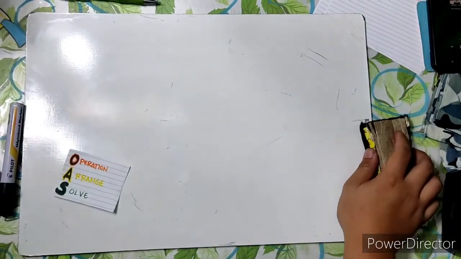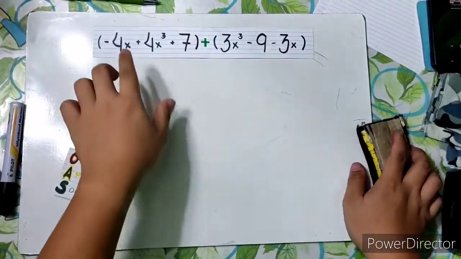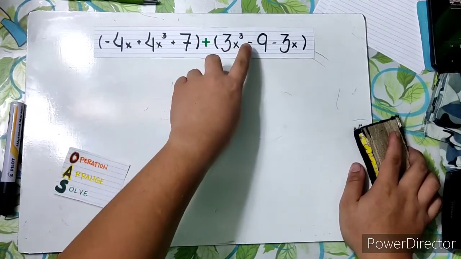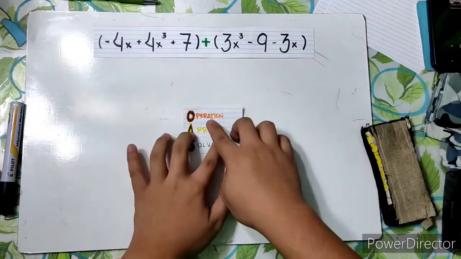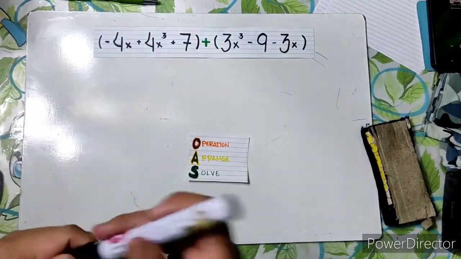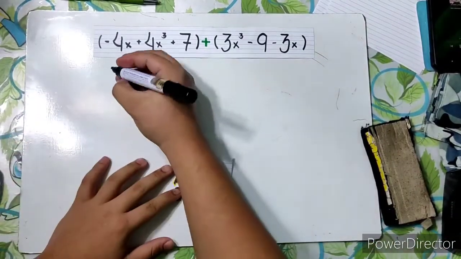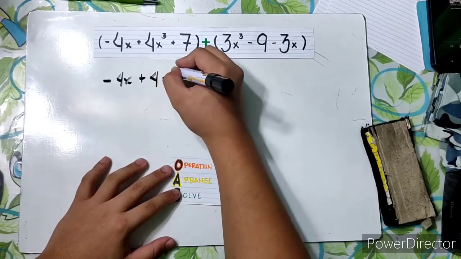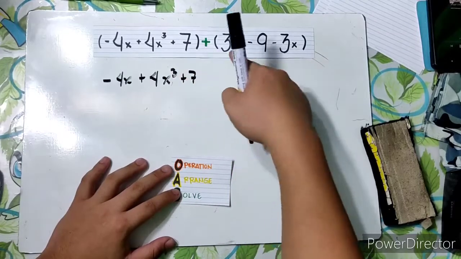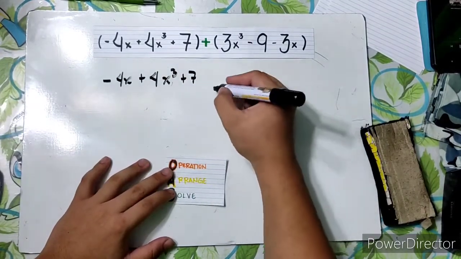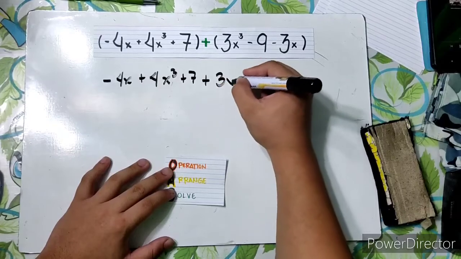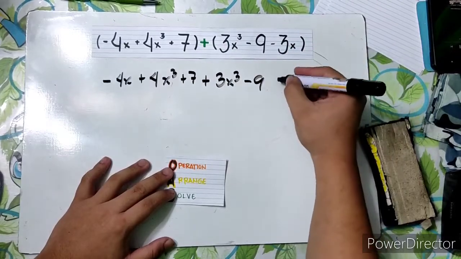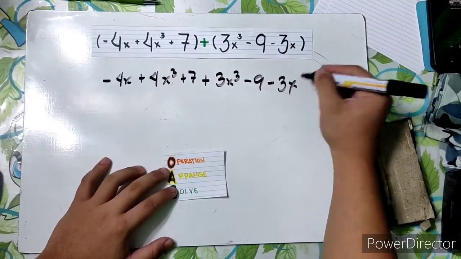I have here this. Negative 4x plus 4x cubed plus 7 plus 3x cubed minus 9 minus 3x. So first is the operation. We'll just copy what's on the left. So that's negative 4x plus 4x cubed plus 7. Positive times positive is still positive 3x cubed. Positive times negative is negative 9. Positive times negative is negative 3x.